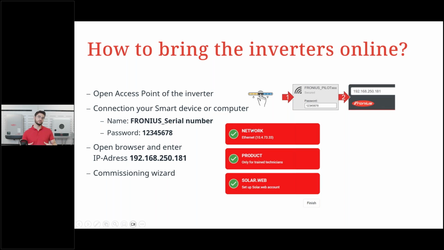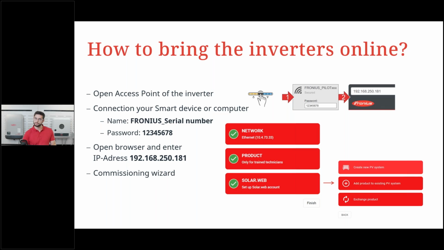And in order to reconnect to SolarWeb, we firstly need to do the network settings. So we need to bring it online. And then when we go to SolarWeb, we have a few options. And one of them is called add the product to an existing PV system.